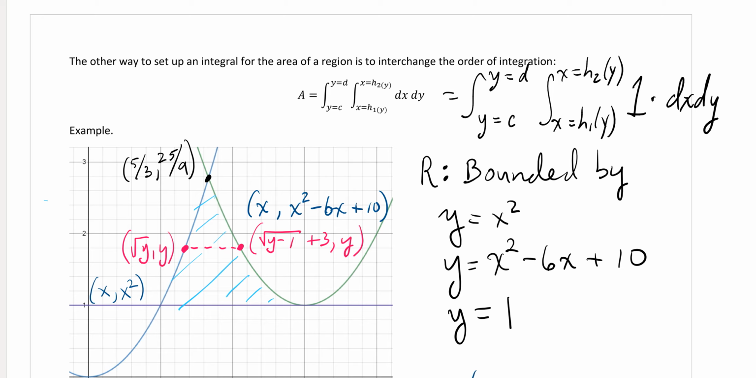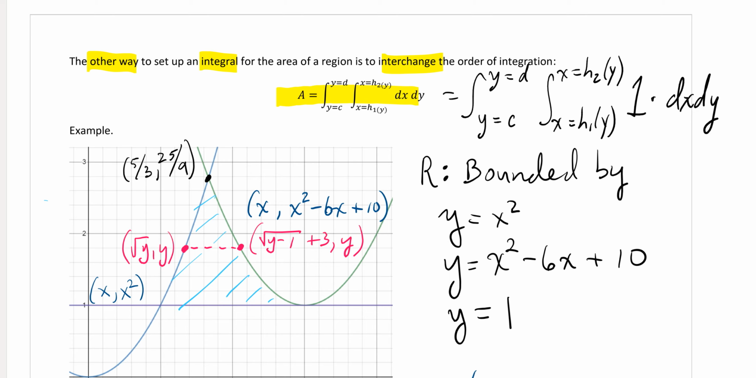And before we start calculating these areas, I'm going through a couple of examples of how they would be set up. And just another one. And let's set it up the other way. There are two ways to set this up. The other way to set up an integral for the area is to interchange the order of integration. What that means is, here's the second formula, the integral from y equals c to y equals d of the integral from x equals h1 of y to h2 of y dx dy.